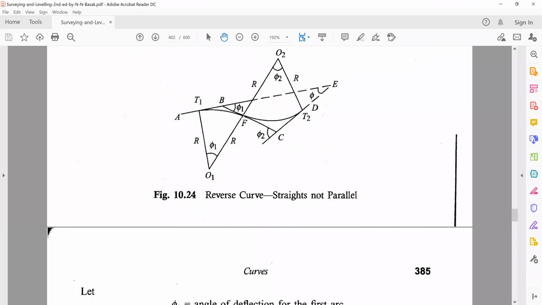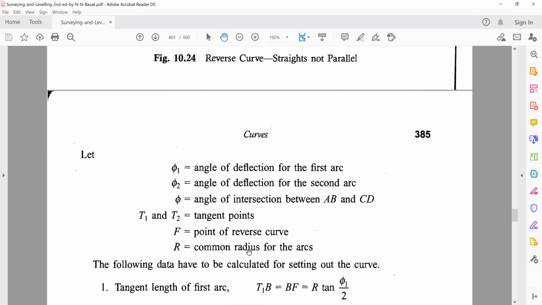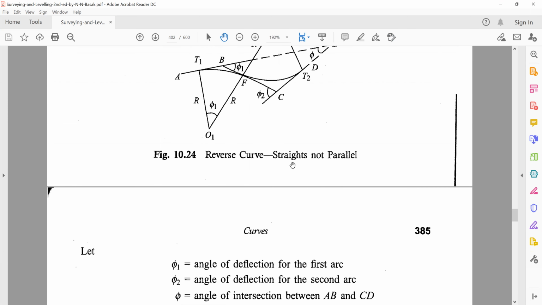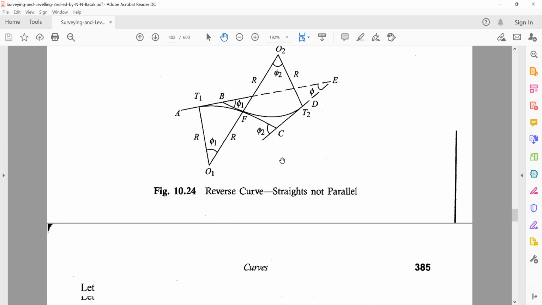So this is the point where the first curve ends and the second curve starts, and you have the common radius for the arcs, which is r. That would be if the two curves have the same radius. The two curves can have different radius. In that case, you would have r1 and r2.